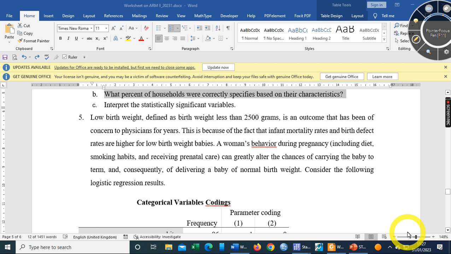So what are these factors? A woman's behavior during pregnancy, for example including diet, smoking habit, and receiving prenatal care, can greatly alter the chance of carrying the baby to term, and consequently of delivering a baby of normal weight. Consider the following logistic regression model.